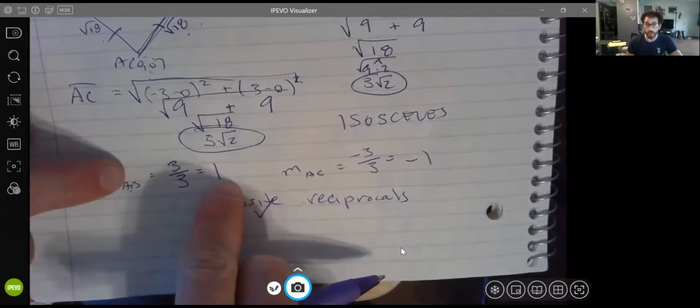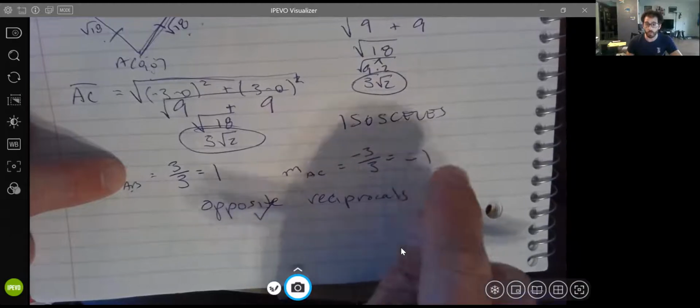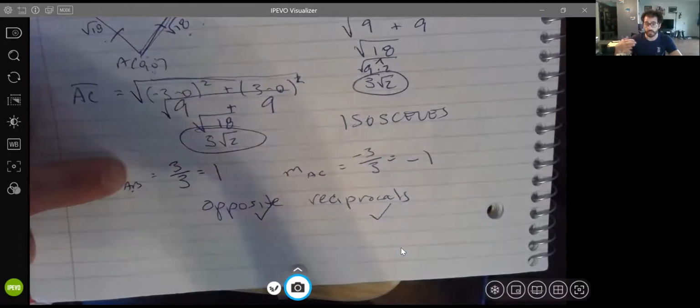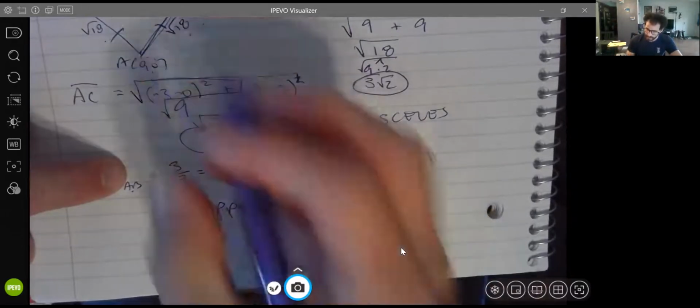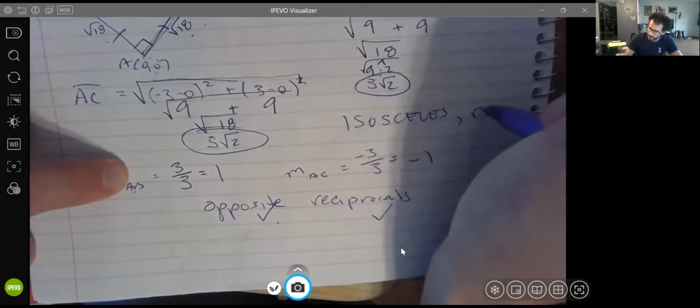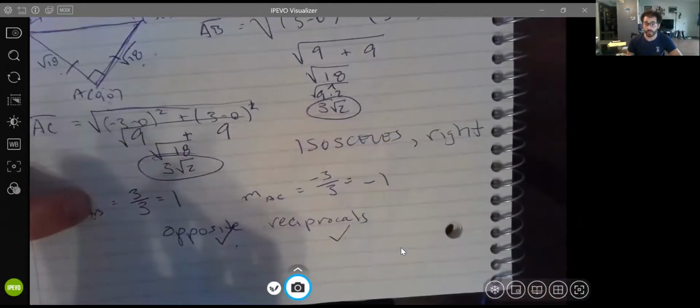So what is 1 over 1? It's 1. What is 1 over 1? It's 1. They're reciprocals of each other, right? 1 over something is its reciprocal. They are opposite reciprocals, which means this is a right angle. And so it is a right isosceles triangle. So it's an isosceles triangle and it's a right triangle.